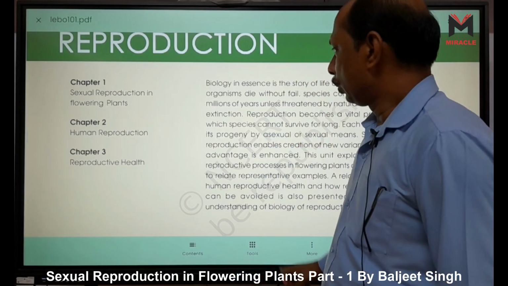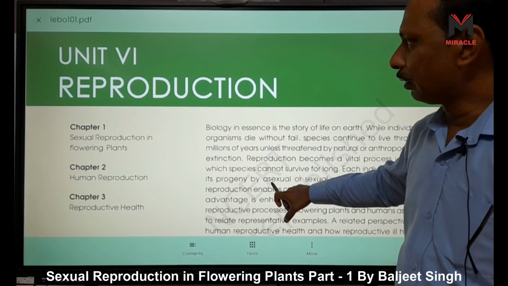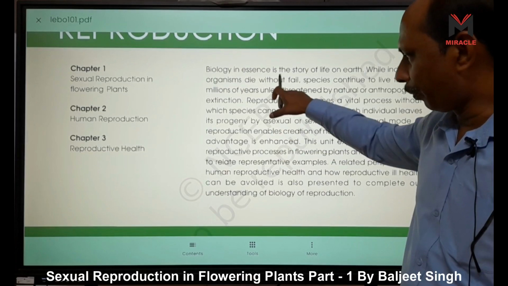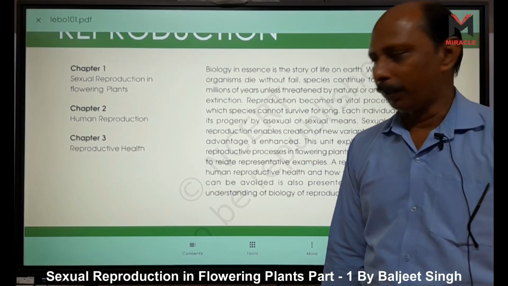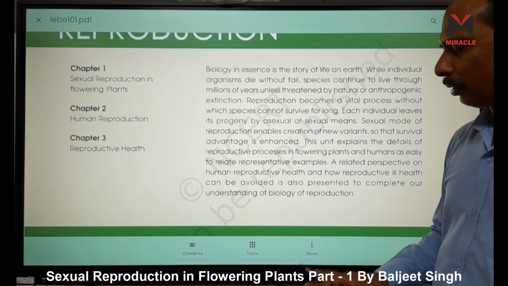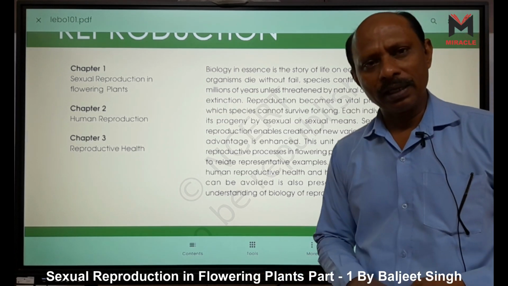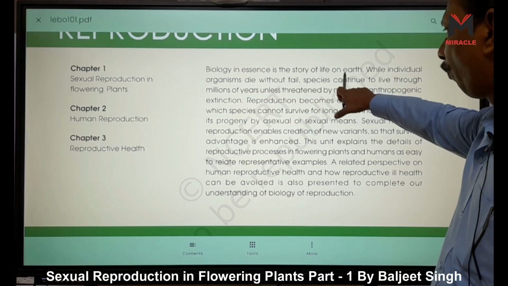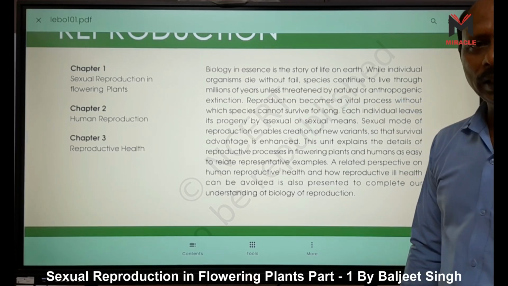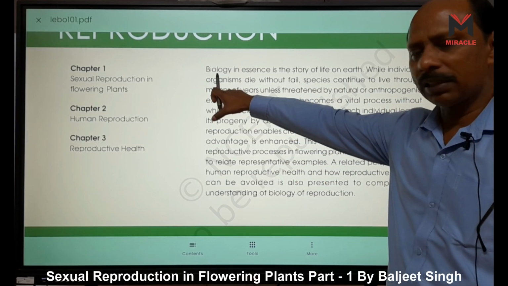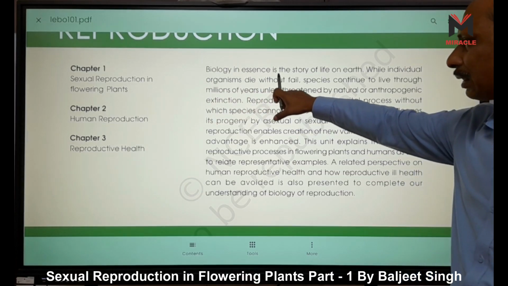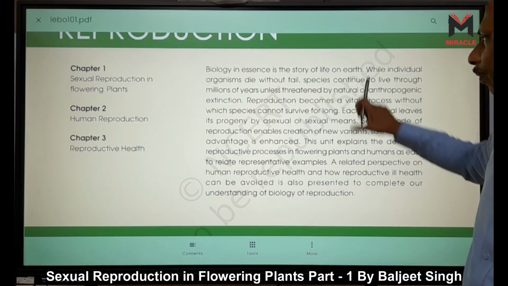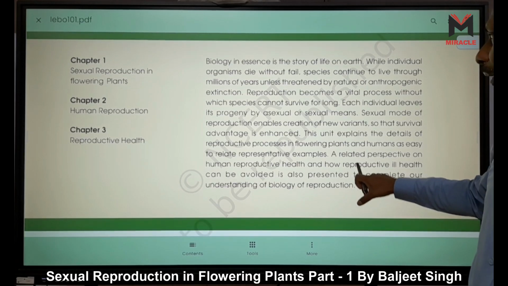Right. So before we start with this unit, some information is given here. What is the information? Simply we read this because every line is important in NCERT. Biology is the essence in the story of life on earth. It is the story of life on earth, right?